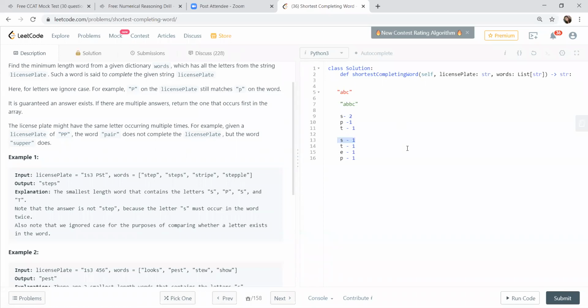Yes, the second word. We don't need to keep comparing. Now if you take the second example, where S is 2 and S is 2, this satisfies our constraint.